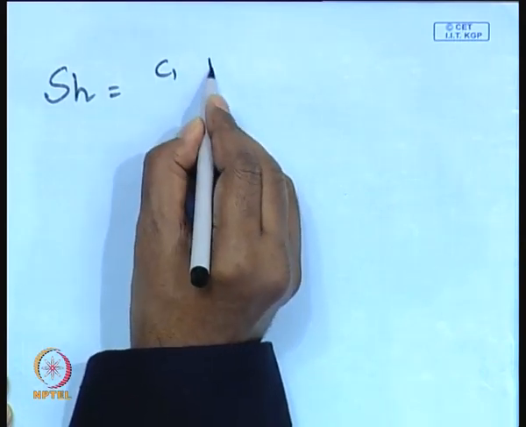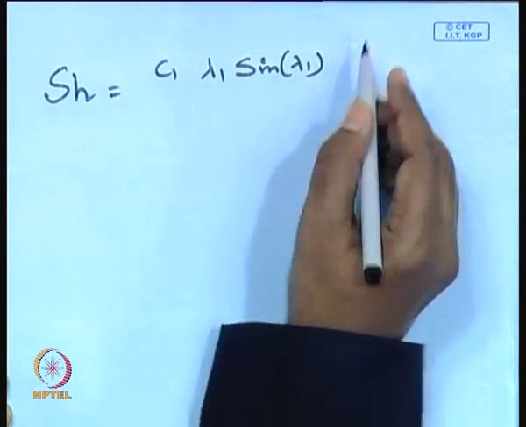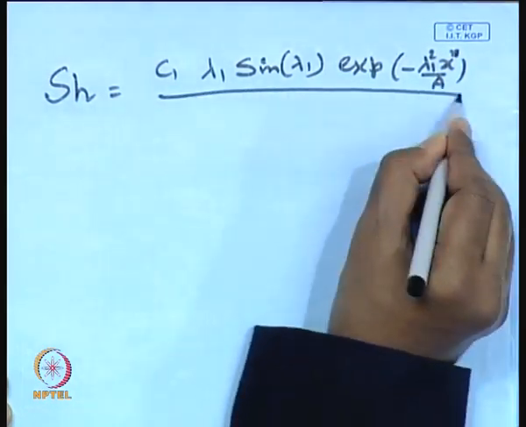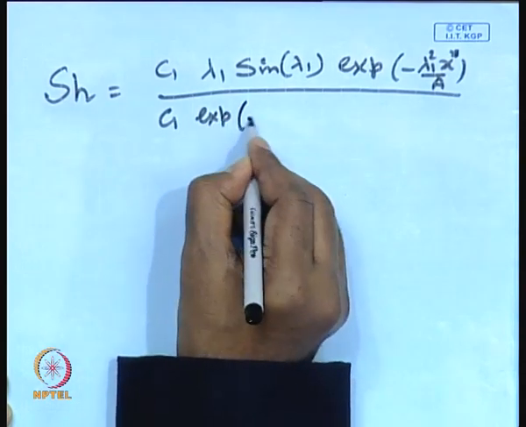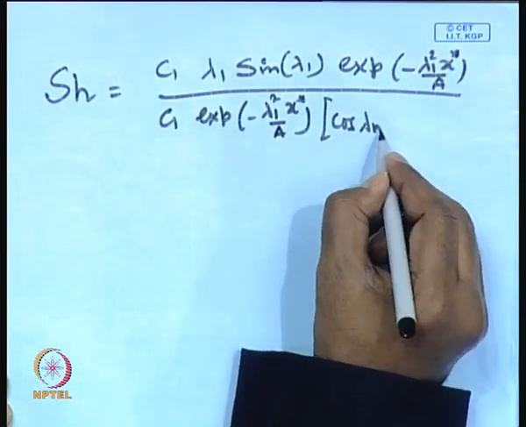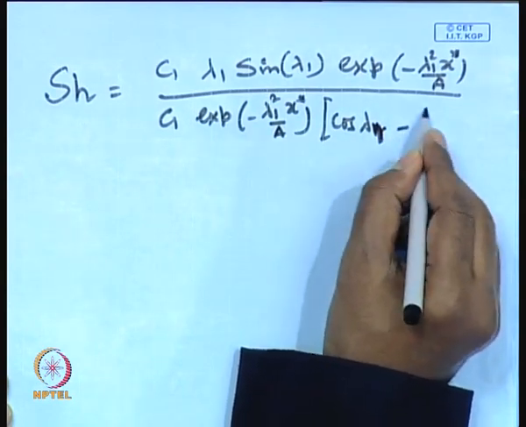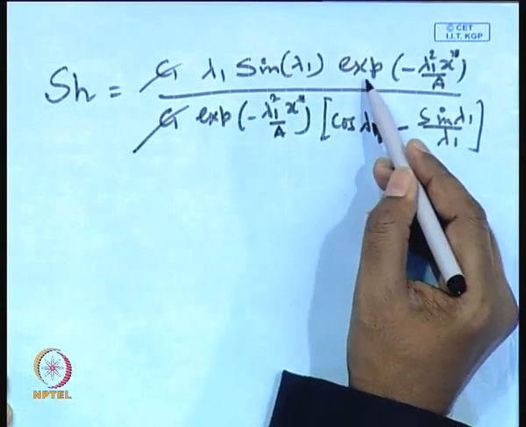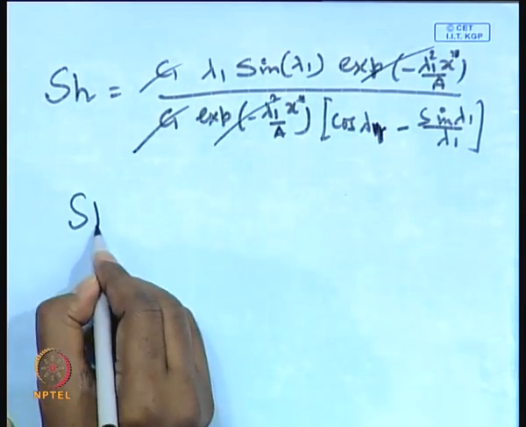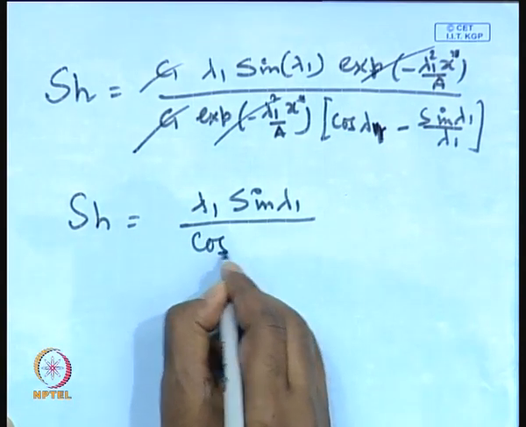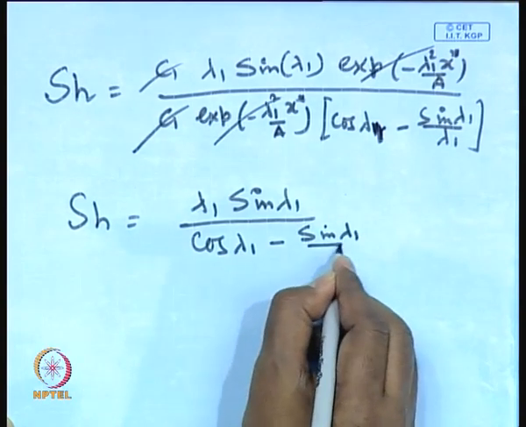So, if you do that, the expression of the Sherwood number becomes c 1 lambda 1 sin lambda 1 exponential minus lambda 1 square x star over a, divided by c 1 exponential minus lambda 1 square x star over a times cosine lambda 1 minus sin lambda 1 divided by lambda 1. Now, c 1 will cancel out, and this exponential term will also cancel out. So, the expression of the Sherwood number becomes lambda 1 sin lambda 1 divided by cosine lambda 1 minus sin lambda 1 divided by lambda 1.